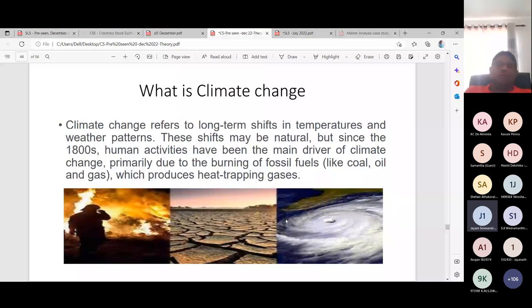Yes, right. So one of the contributing factors is the burning of fossil fuel, no? So we try to reduce that through, for example, solar solutions, even electrical vehicles. Those are helpful on that one.